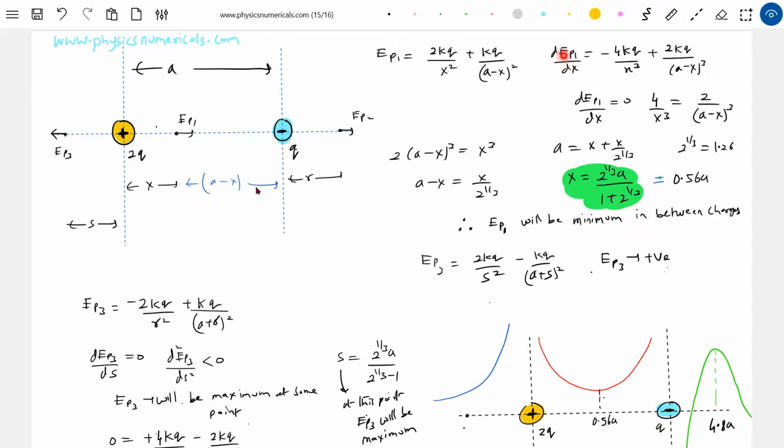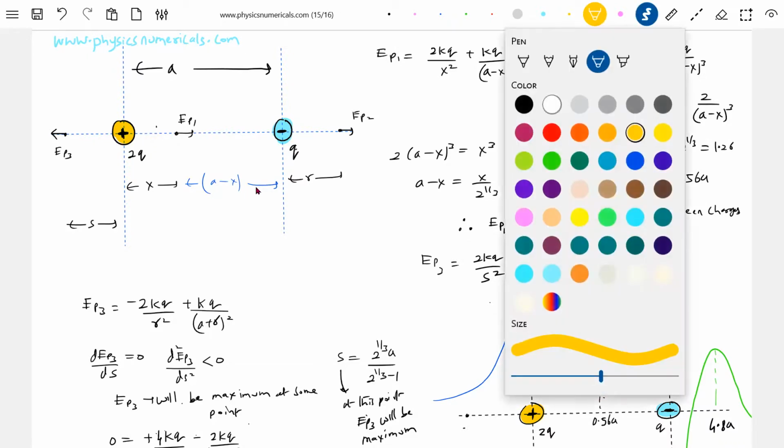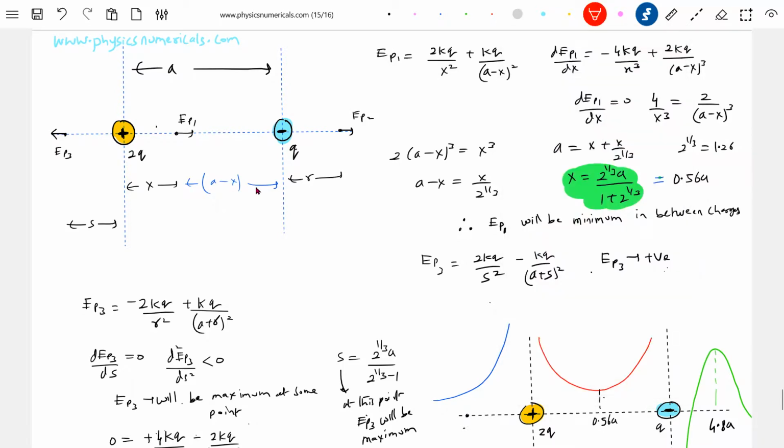Solving this, differentiating and equating to 0, I'll end up at a point x equal to 0.56a, where it will be minimum. Near the charges the field will be positive, and here also the field will be positive, going to infinity. Somewhere in between, it will become minimum. So the curve has to be this one, the red colored one I'm showing. That is the variation.